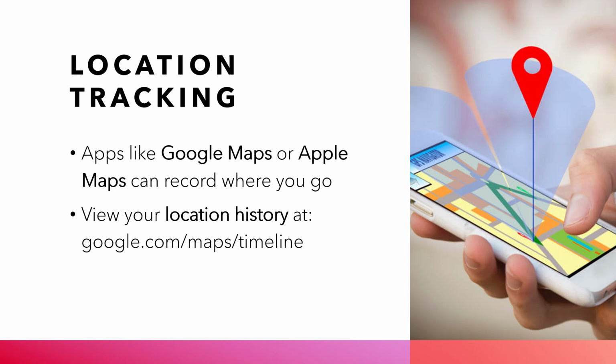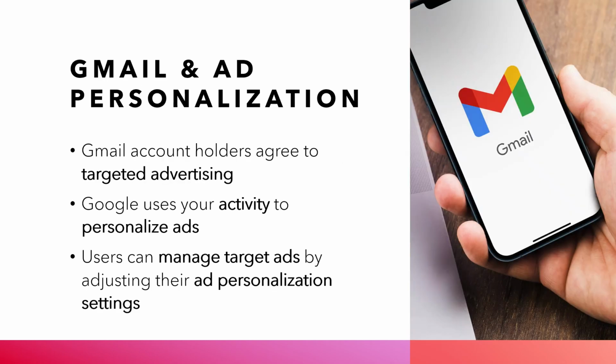Now, if you have a Gmail account, you've agreed to targeted advertising as part of the terms and conditions. Google uses your activity across its services to personalize ads that are shown to you. So, for example, you're shopping for a couch. You're visiting furniture websites, browsing decor ideas, and checking prices. Google recognizes that behavior, and soon after, you might see ads for couches on social media or other websites. That's not random, that's personalization at work.